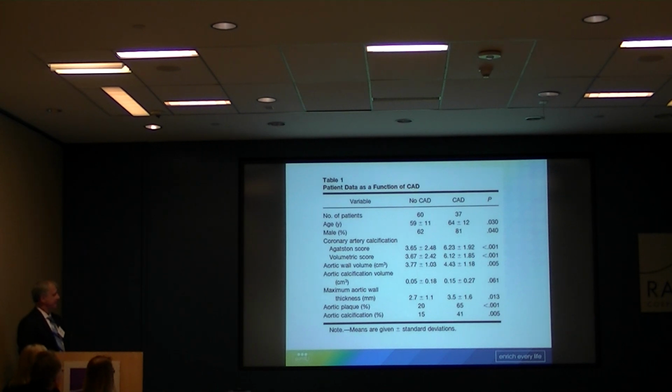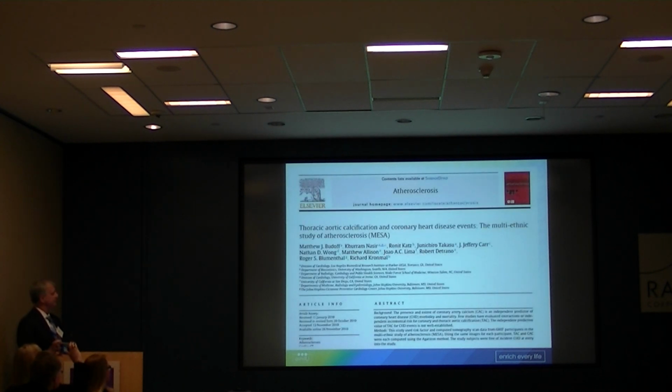And you can see about 20 of them had plaque, and about 15 of that group had coronary calcification or aortic calcification. If you looked at the group that had coronary artery disease, a much higher percent had aortic calcification. So there did seem to be some type of relationship between CAC, which was actually twice as high in the coronary group as the non-coronary group, and TAC, the thoracic aortic calcification.